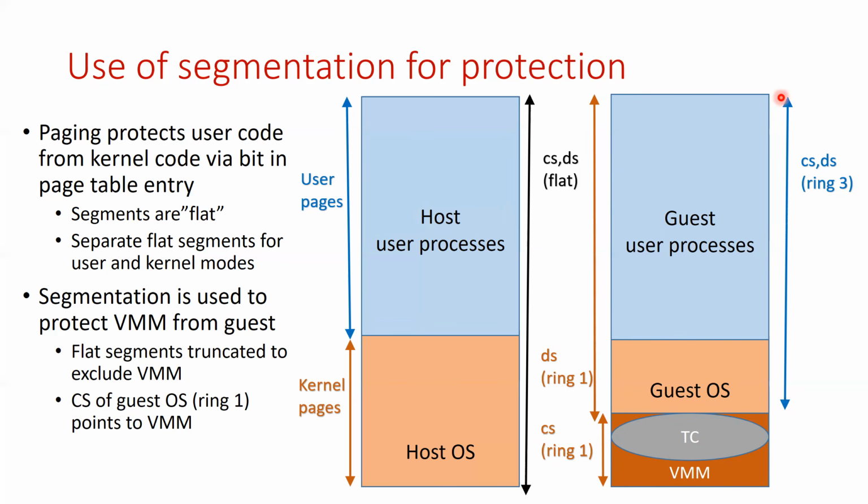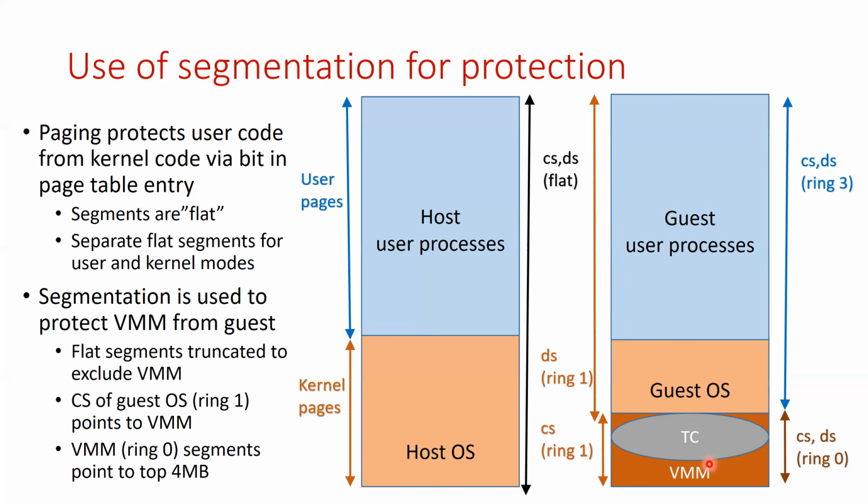Therefore, all segments are truncated. But in ring 1, only the code segment needs to access the VMM because the translation cache is present. And all the other segments are truncated to exclude the VMM part of the memory. And of course, in ring 0, whenever the VMM is running, all segments point to the VMM top 4 MB code, right? So the VMM only is allowed access to this code. Only ring 0 is allowed access to this code.